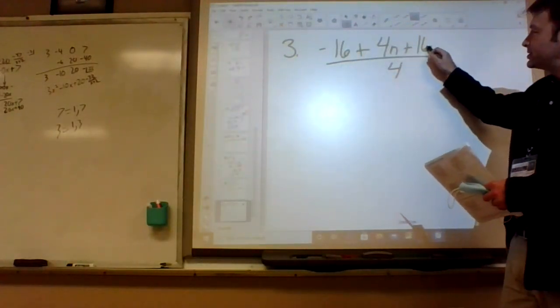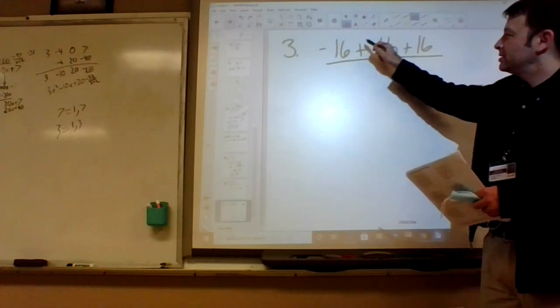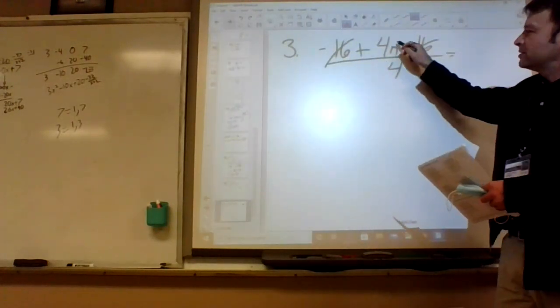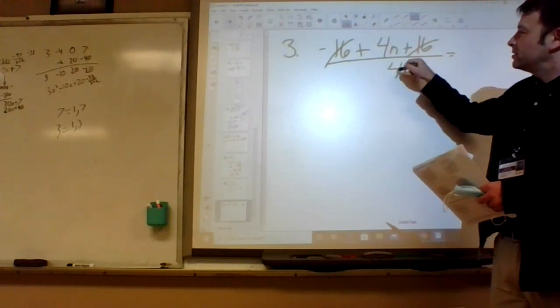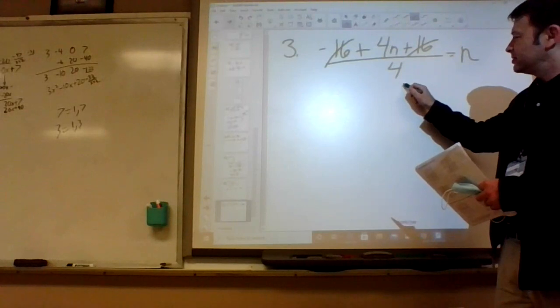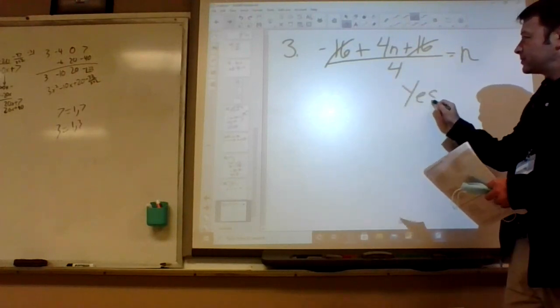Negative 16 plus 16 is 0. 4n divided by 4 is 1n. So what does that mean? Yes, they are inverse functions.